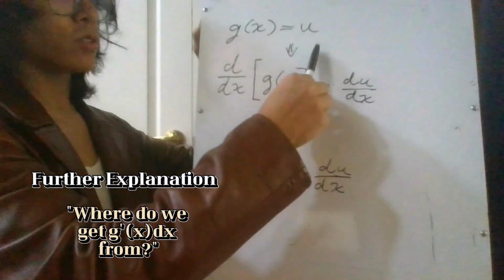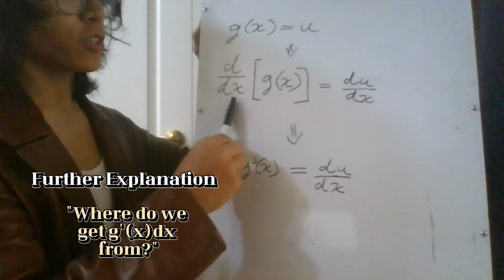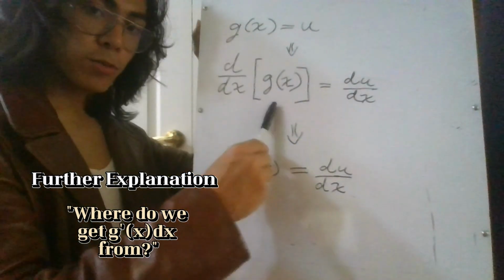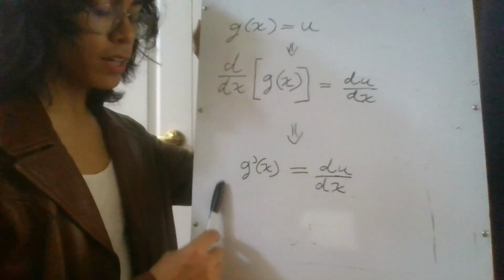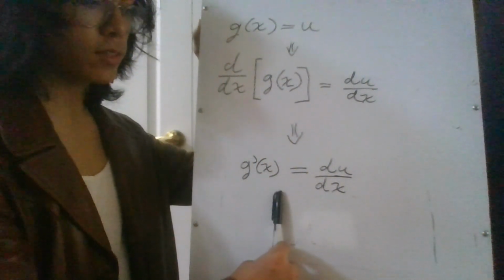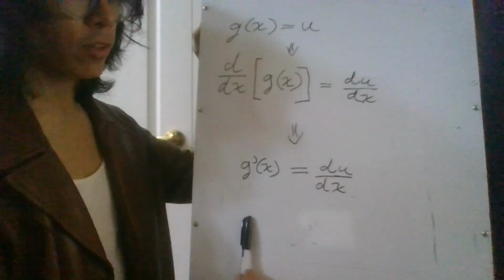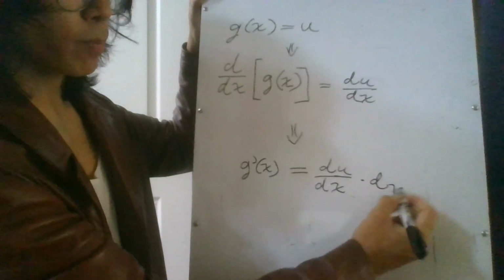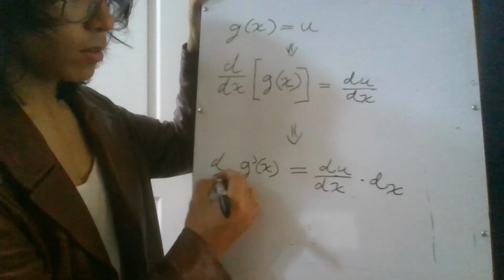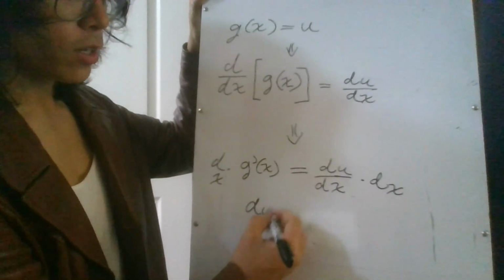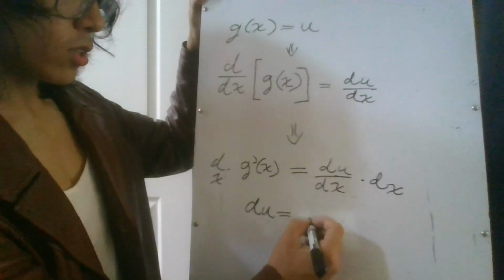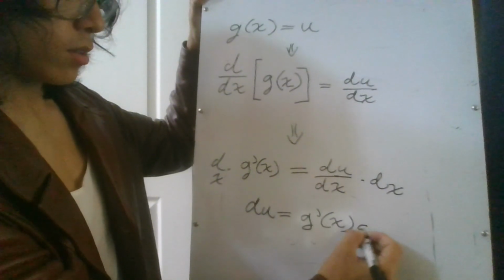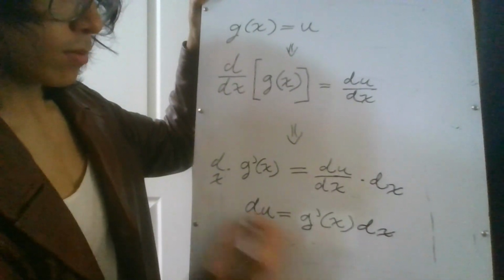If g(x) equals u, this implies that the derivative of g of x equals the derivative of u. Because the derivative of g of x is the same as saying g prime of x, and this is also equal to the derivative of u, then we simply multiply both sides of the equation by dx. Therefore, du equals g prime of x dx.